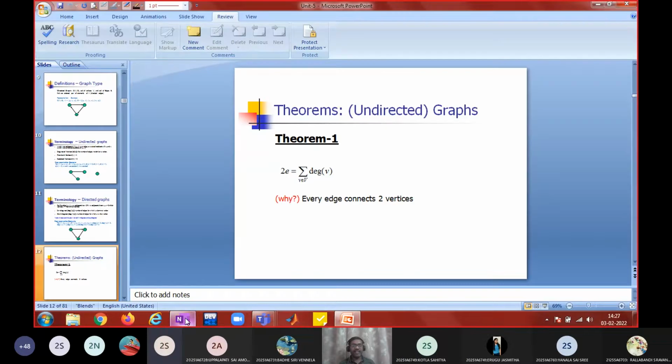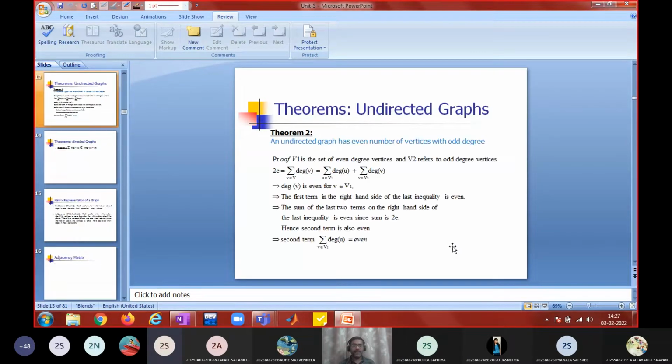And there is one more important theorem called this one. In an undirected graph, the number of vertices of odd degree is always even. An undirected graph has an even number of vertices with odd degree. You count the number of vertices of odd degree, that is always even in an undirected graph. That means you cannot have an odd number of vertices of odd degree. You only will have an even number of vertices of odd degree.